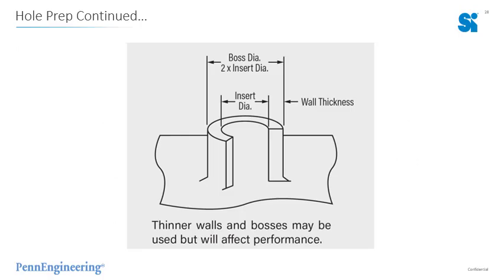One of the most common tech support questions I'm posed with is how much of a wall, or how much plastic material, do you need around an insert for it to reach peak performance or maximize performance. This wall of plastic around an insert is often called the boss wall or boss diameter. We recommend that you install an insert with a boss diameter 2 times the insert diameter. That will get you optimal performance.